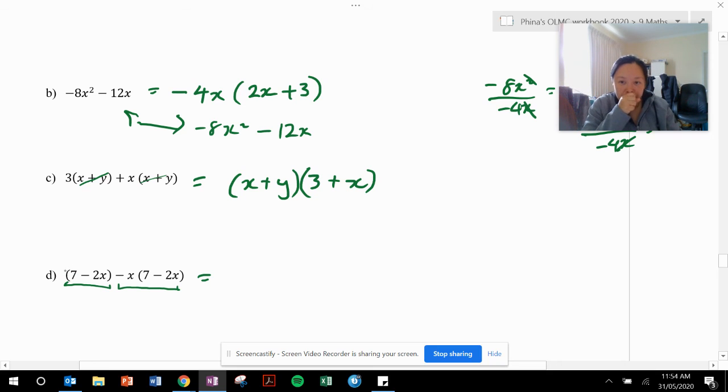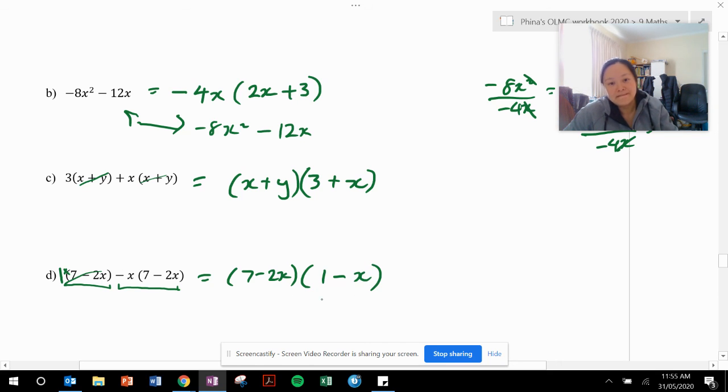Now, from here, if there's nothing in front of a bracket, we know that there's a 1 times that. So we're going to use that to help us factorize this one. So we've got 7 minus 2x as our common factor, highest common factor. Then once that gets cancelled out, we're left with just a 1 and then minus x. So you can see that those last two, it's just a matter of identifying they've got brackets in common and then cancelling them out and then writing what's left.